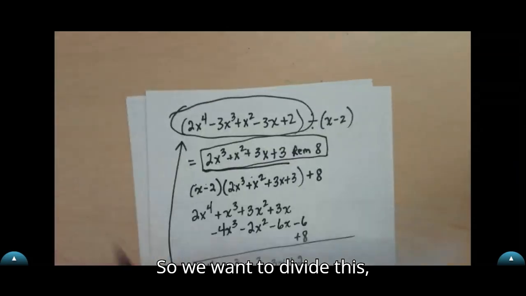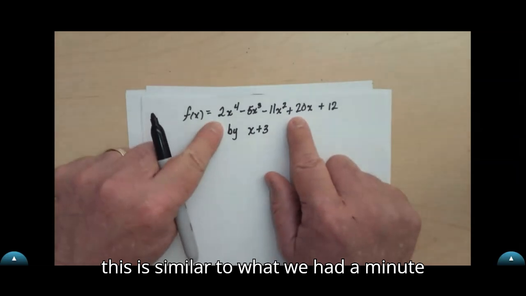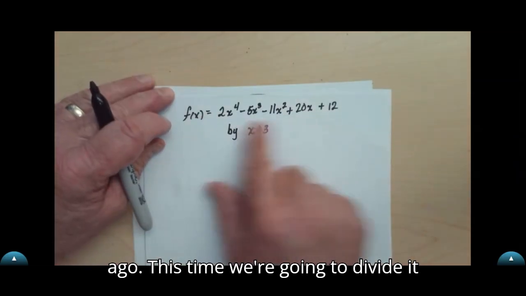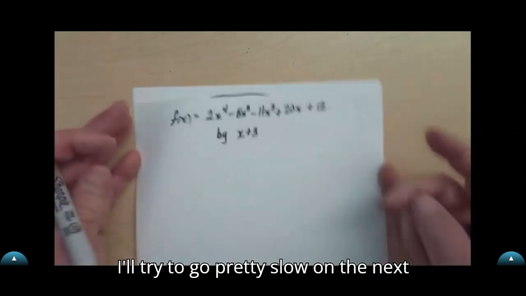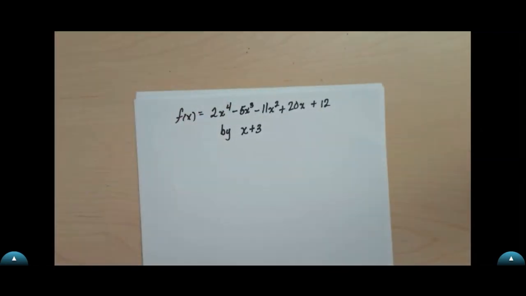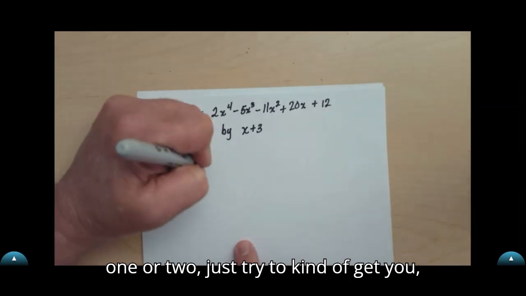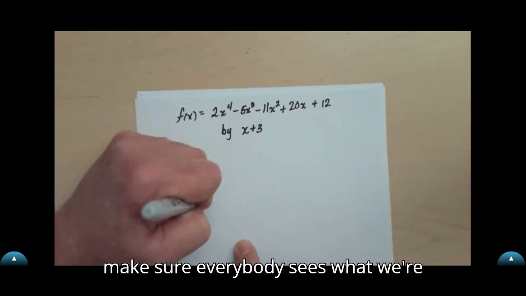So we want to divide this. This is similar to what we had a minute ago. This time we're going to divide it by x plus 3, okay? And I'll try to go pretty slow on this next 1 or 2, just to make sure everybody sees what we're doing.